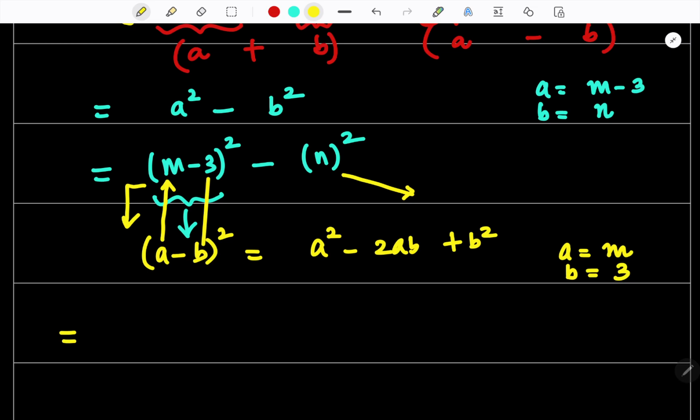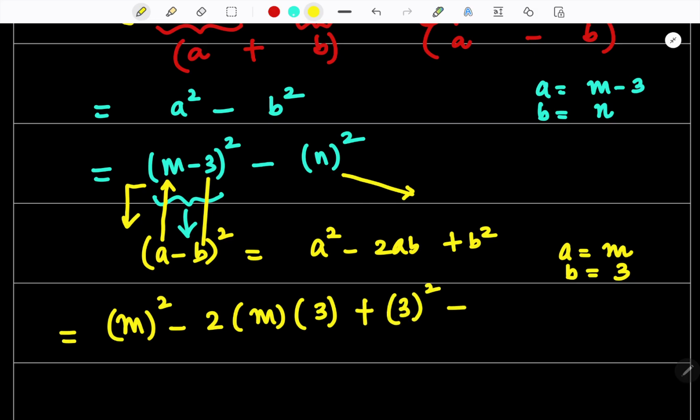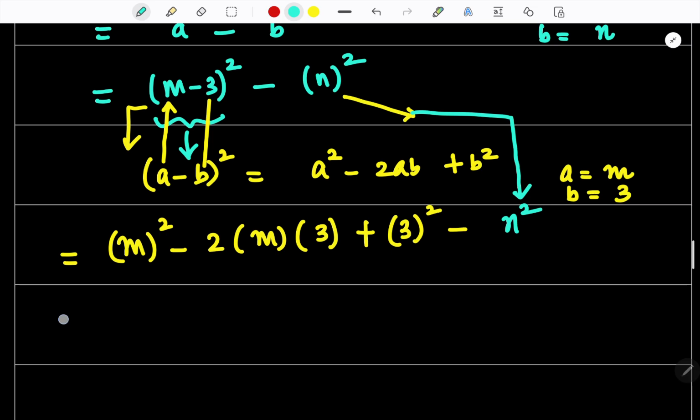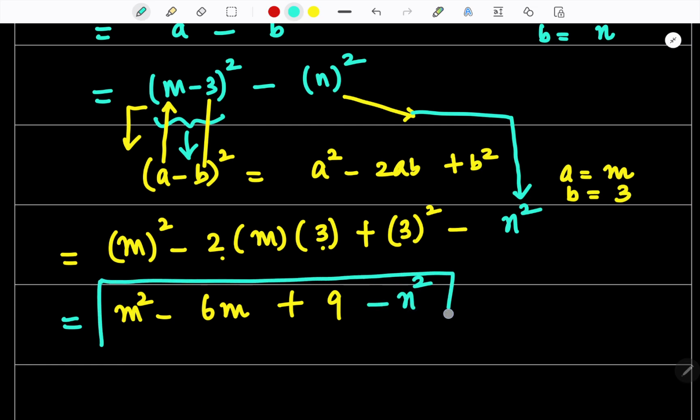Okay, so what happens now? This is m² minus 2 times m times 3, and then b² which is 3², minus this n². Right. So this equals m² minus 2 times 3, which is 6m, plus 3², which is 9, and then minus n² is going to become your answer.